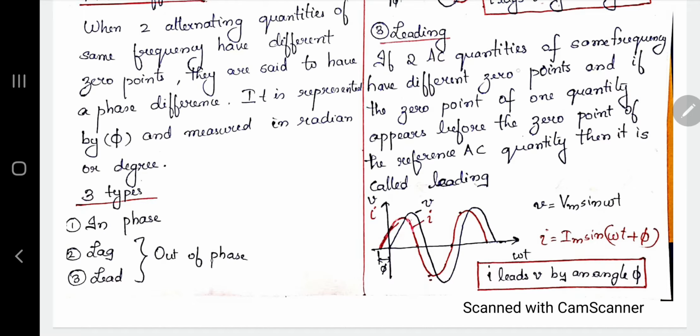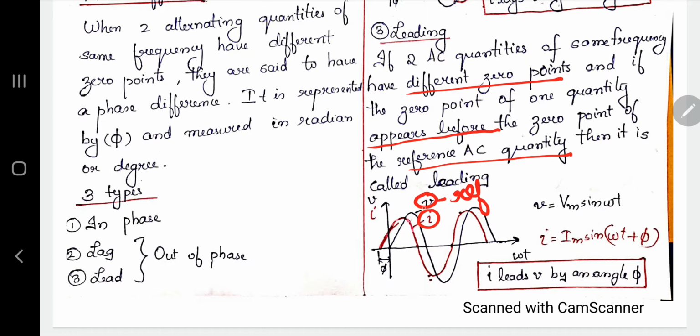Let's go for the next one, the leading concept. If two quantities of the same frequency have different zero points, again different zero points, and if the zero point of one quantity appears before the zero point of the reference AC quantity, then we call it the leading concept. Here also we are going to compare voltage and current waveforms. For understanding leading and lagging, we need a reference waveform, and here we are selecting voltage as the reference.